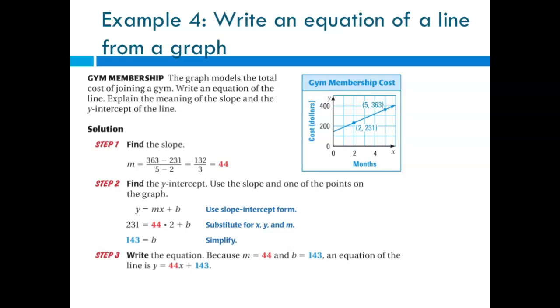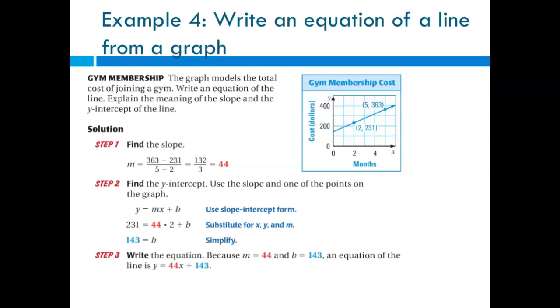Now there's one more thing that we were asked to do here. It said, explain the meaning of the slope and the y-intercept of the line. Here's where you need to read the graph that's given to us. So we know that this is modeling the cost of joining a gym. On the x-axis, we have months, and on the y-axis, we have the cost in dollars. So at 0 months, the cost is 143. What does that mean? That's probably the initial cost to join the gym, because we actually haven't spent any time at the gym yet.